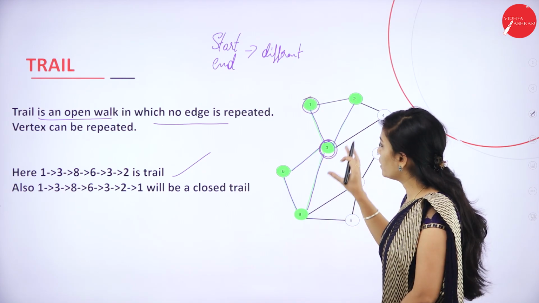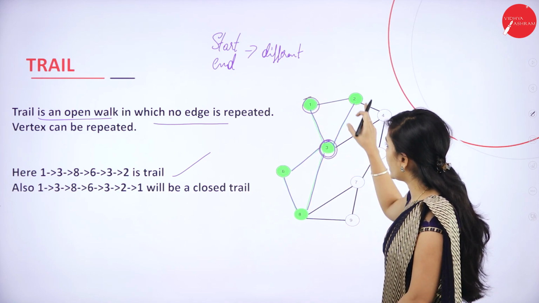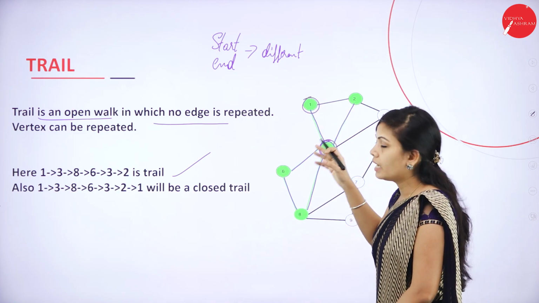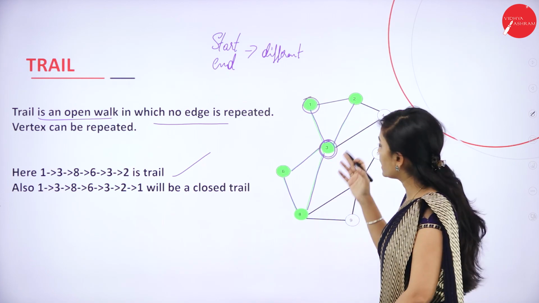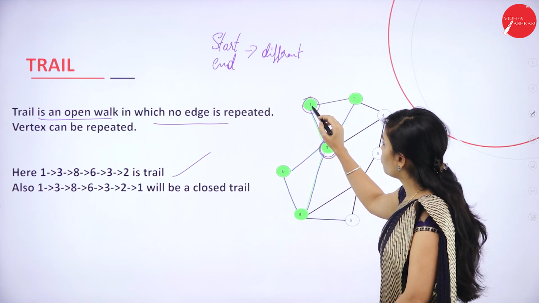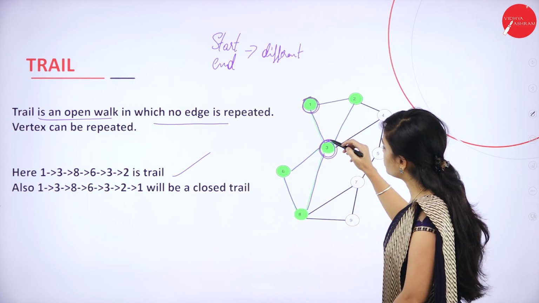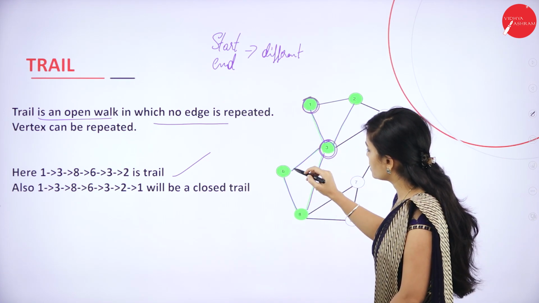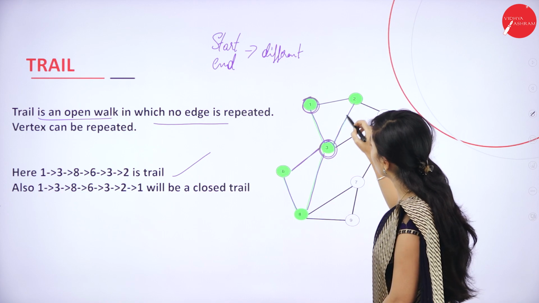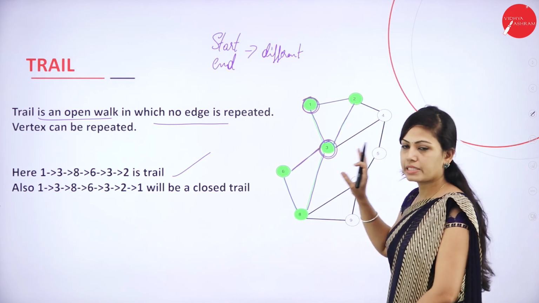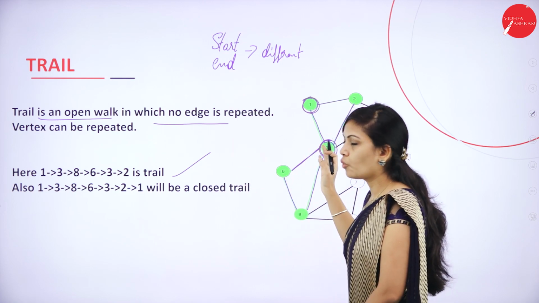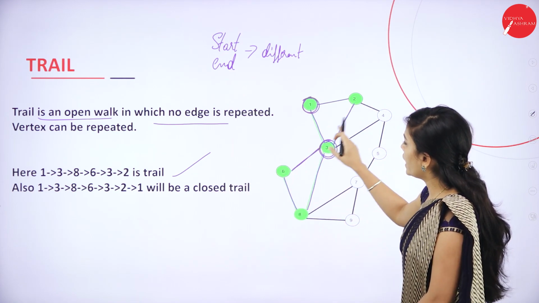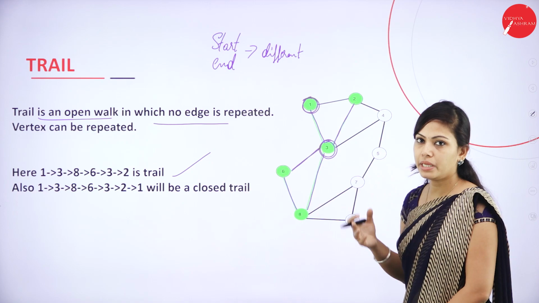A trail is an open walk, so starting point and ending point should be different, and vertex can be repeated, edges cannot be repeated in a trail. I'll repeat. Starting point is 1, 1 to 3, 3 to 8, 8 to 6, 6 to 3 and 3 to 2. So this is an example for an open walk, right? So a trail is an open walk in which no edge is repeated, vertex can be repeated.